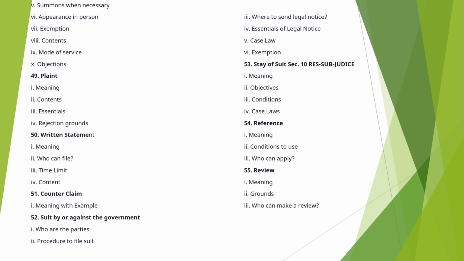Then another topic is plaint. What is the meaning, contents of plaint, essentials of plaint, rejection grounds of plaint. Another topic is written statement: meaning, who can file, time limit, content, counterclaim, meaning and example. Suit by or against the government: who are the parties, procedure to file suit, where to send legal notice, essentials of legal notice, case laws, exemptions. We will see under this suit by or against the government.